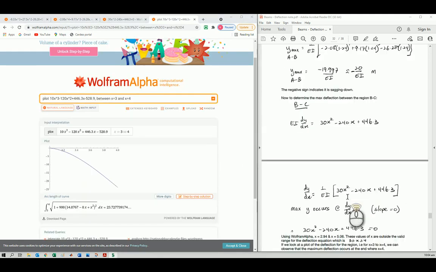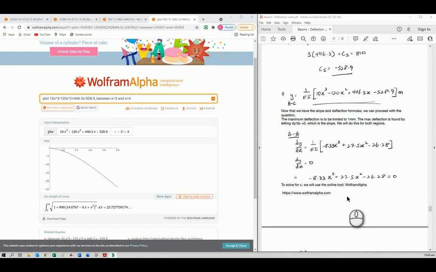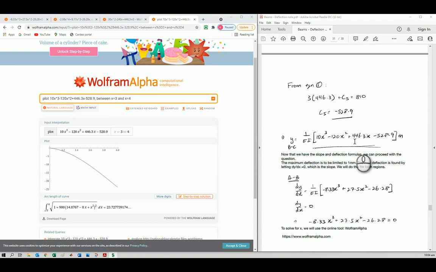Okay, so we want to plot the deflection between B and C. So we enter the equation here, we say plot just like we did before, and we type out the equation, and we want it between the value range which is 3 and 4. So this is the actual plot here. So you can see from 3 it just goes down, because remember we have that 60 Newton force pushing down on the end. So you can see down to the end here where x is equal to 4, which is the limit, we have the maximum deflection. So the maximum deflection between the region B to C occurs when x is equal to 4.